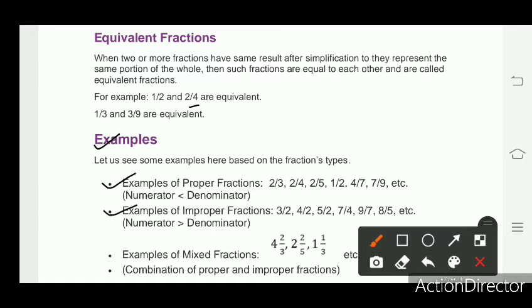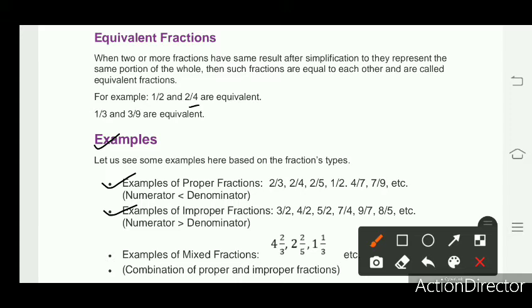Now examples of improper fractions. You all know that in these types of fractions, the numerator is greater as compared to the denominator. So here are some examples: 3 upon 2, 4 upon 2, 5 upon 2, 7 upon 4, and so on.